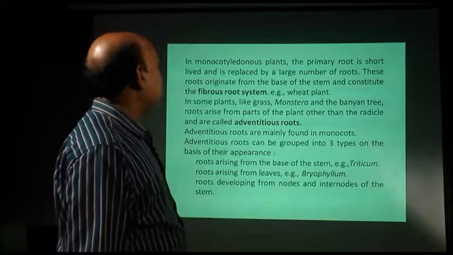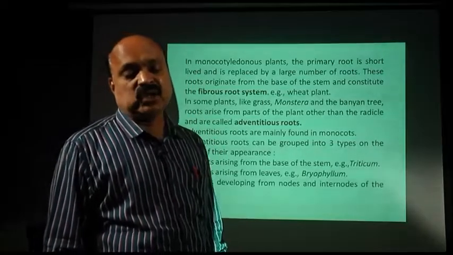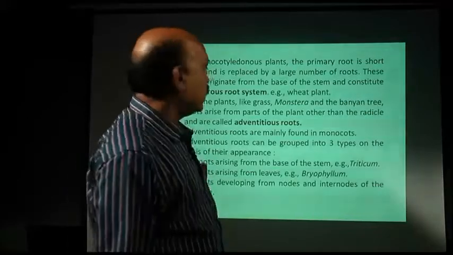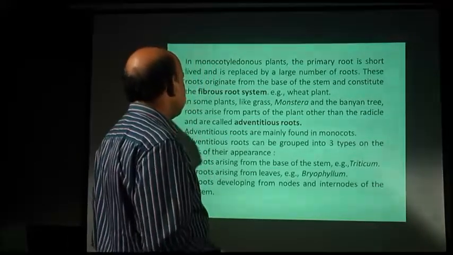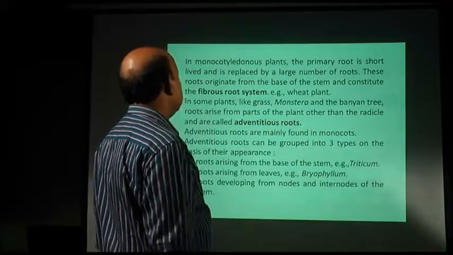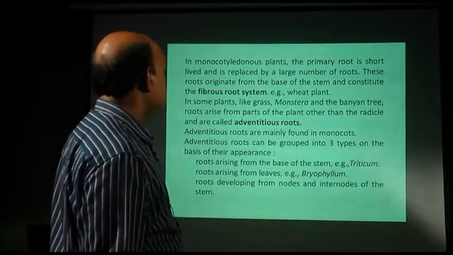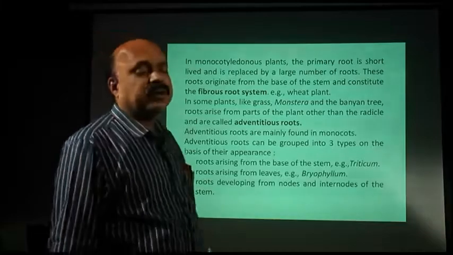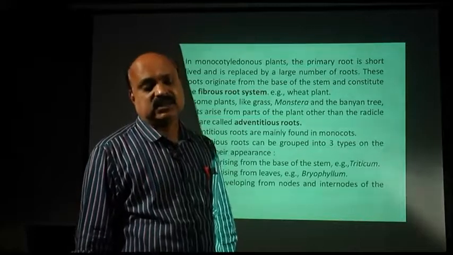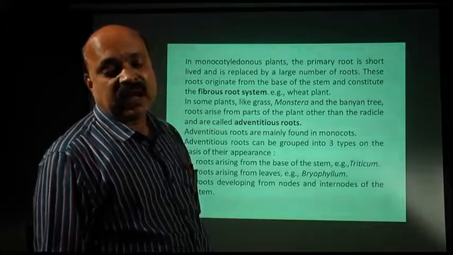In some plants like grass, monstera and the banyan tree, roots arise from parts of the plant other than the radicle and are called adventitious roots. So, what is an adventitious root? This type of root is generally not developed directly from the radicle, but from other parts of the plant. Adventitious roots are mainly found in monocots, and also found in a few dicots.